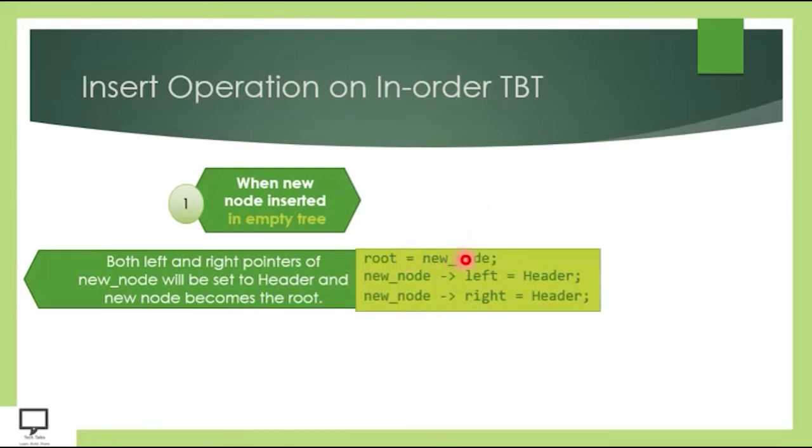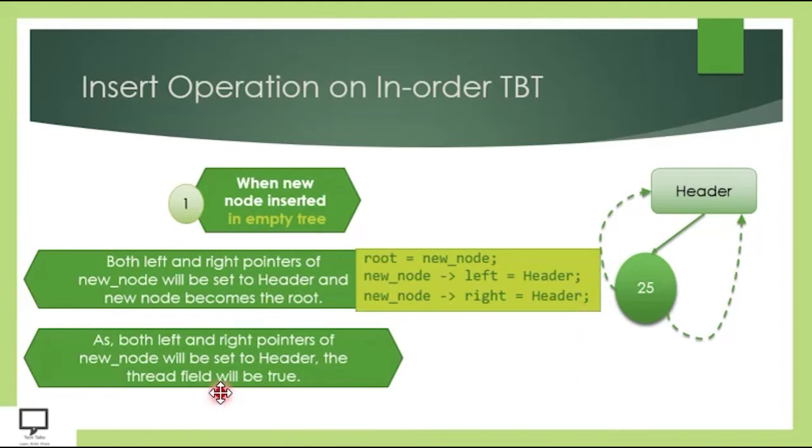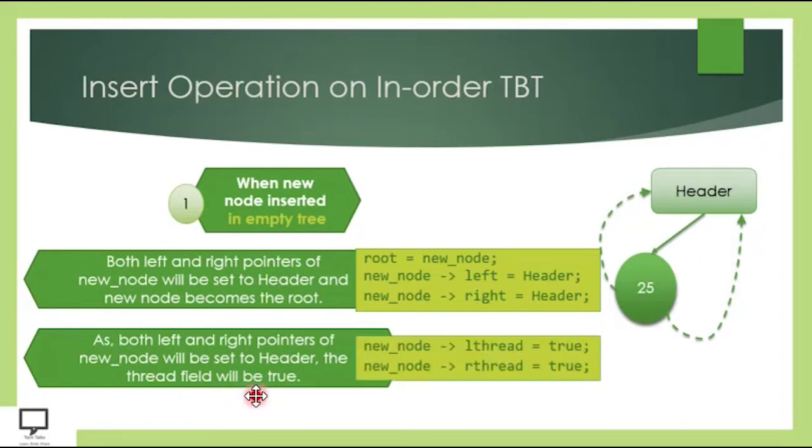In a programming language, we will write it like this: root equal to new node, the new node's left pointer will point to the header, and the new node's right pointer will also point to the header node. Let's see how it will look diagrammatically. It will look like this. Then the next thing to take care of, after setting its left and right pointers to the header node, is the thread field as well. Here you can see these are threads, not links. So your thread field is going to become true, as the thread field is a boolean type of variable. The new node's left thread is true and the right thread is also true, because both the left field and the right field are holding the address of a thread. That's why they both become true.